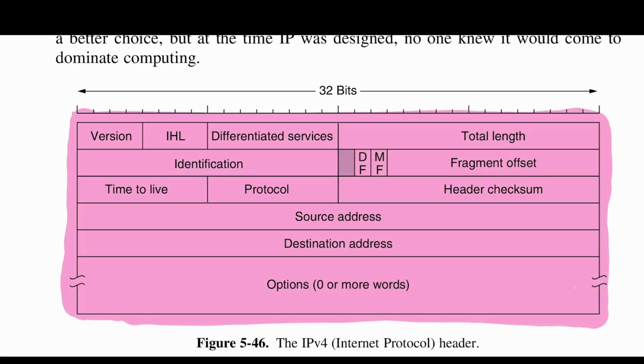And that is the IPv4 header, a 20-byte roadmap that guides the internet.